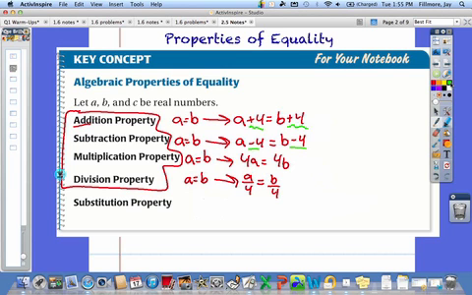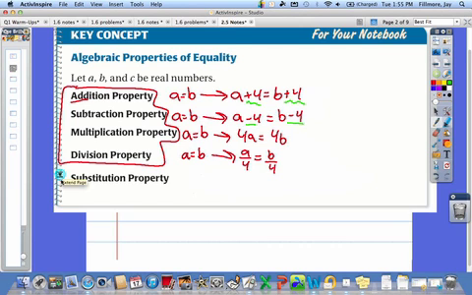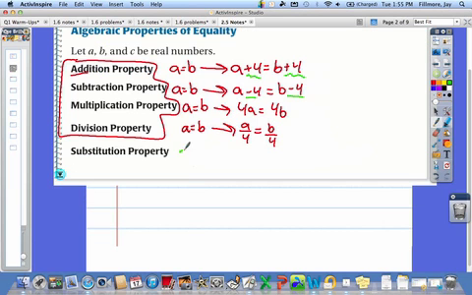The last one is the substitution property, which you've already seen in Algebra 1 as well. That states if I have an expression like 2a plus 4, and I know that a is 2, I can simply plug in 2 for a. So this would be 2 times 2 plus 4. So substitution is just when you plug something in. So when you plug in a number, technically we call that substituting or substitution.